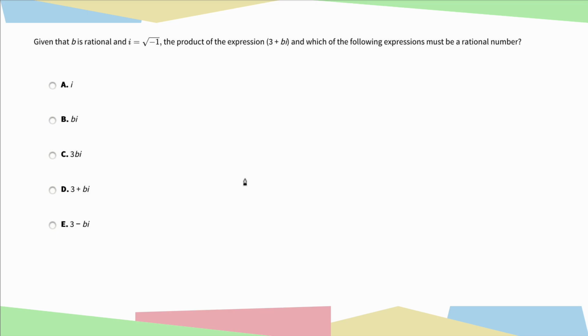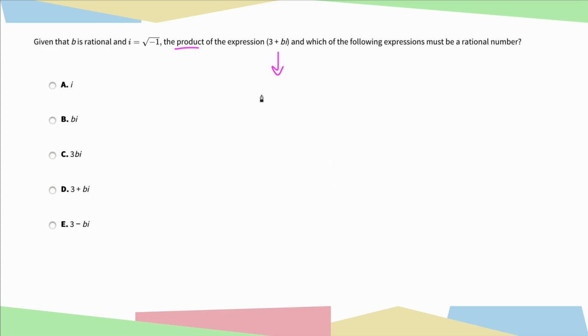Given that b is rational and i is equal to the square root of -1, the product of the expression 3 plus bi and which of the following expressions must be a rational number? So the first thing that you want to be thinking of here is our imaginary number toolkit and what kind of question this could be.